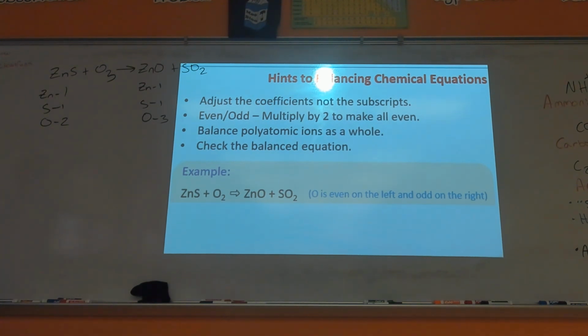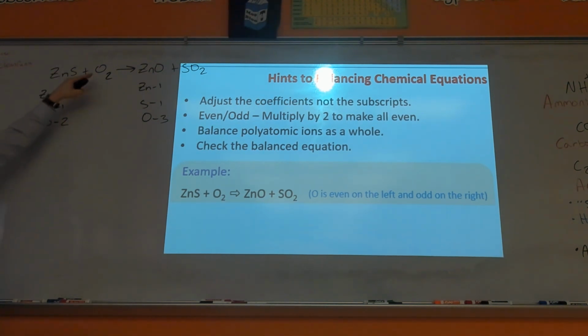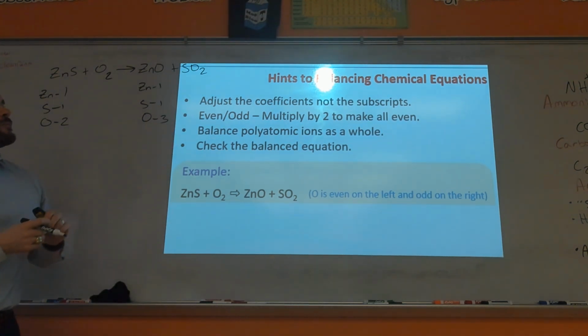Because then you're saying we're now using ozone in this reaction, not oxygen. You'd be changing the actual molecule. So if I want to deal with my oxygens, I have to adjust the coefficient. The coefficient is the number in front. All right. And then the second bullet point: even, odd, multiply by 2 to make all even.